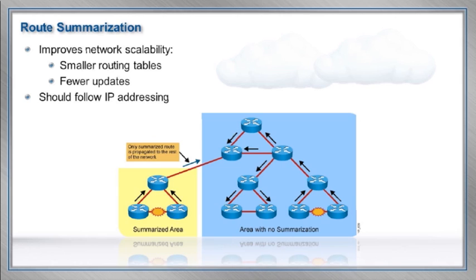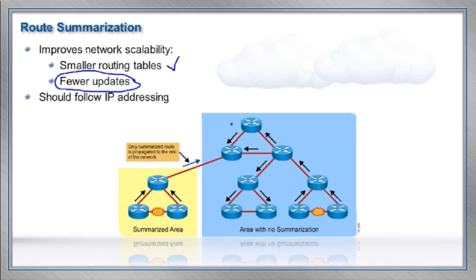Summarization is a great thing, as we can see here on screen, because there are smaller routing tables. Most people look at summarization and immediately say, oh yeah, it's great because there are smaller routing tables. And then a lot of network engineers forget that it makes for fewer updates. That's really one of the most exciting things about summarization.